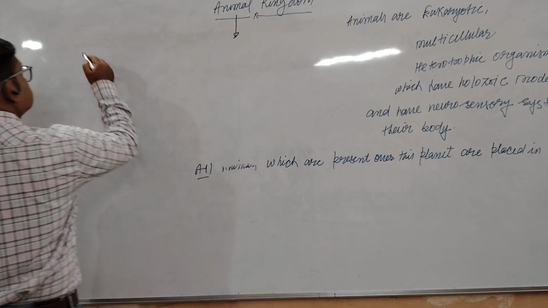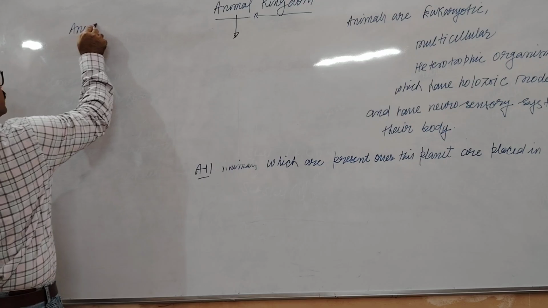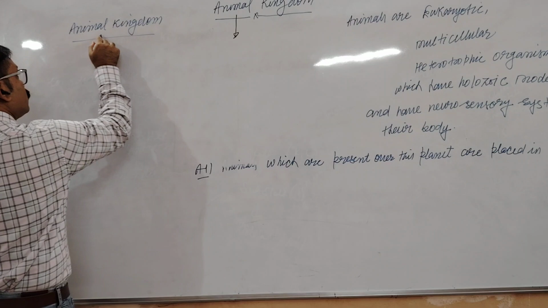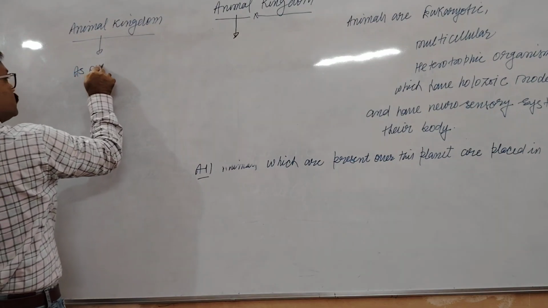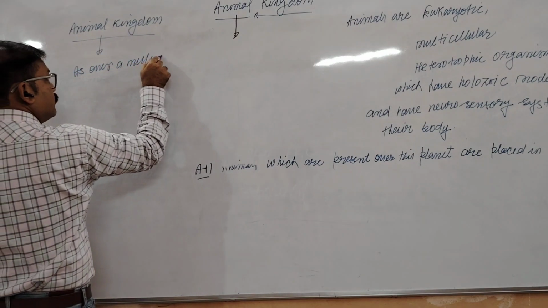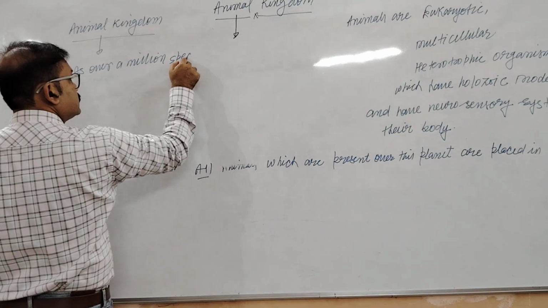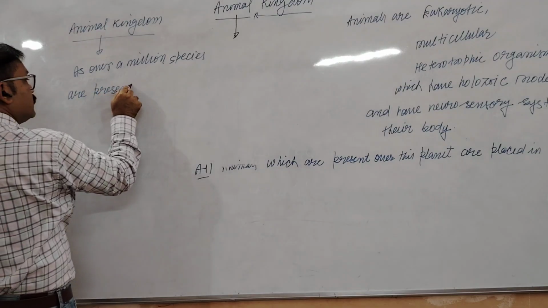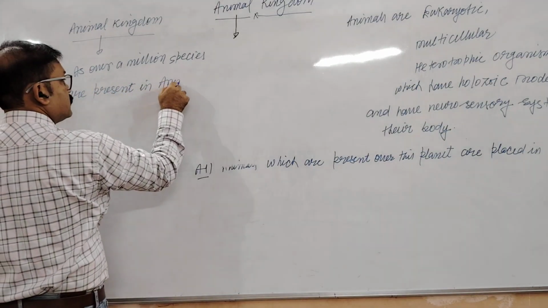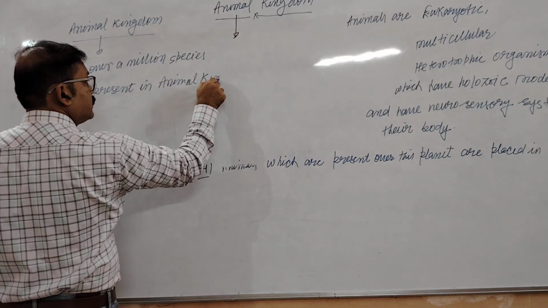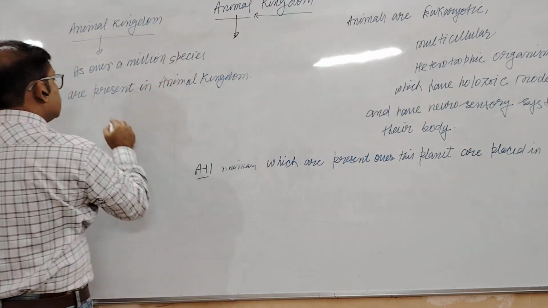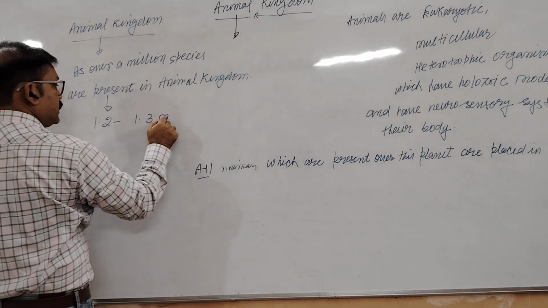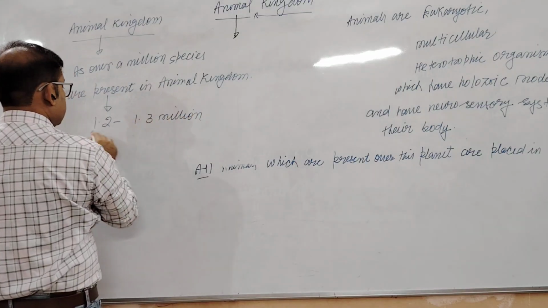So, my dear students, you will find that over a million species are present in the animal kingdom. It is estimated that approximately 1.2 to 1.3 million animals have been discovered till now.